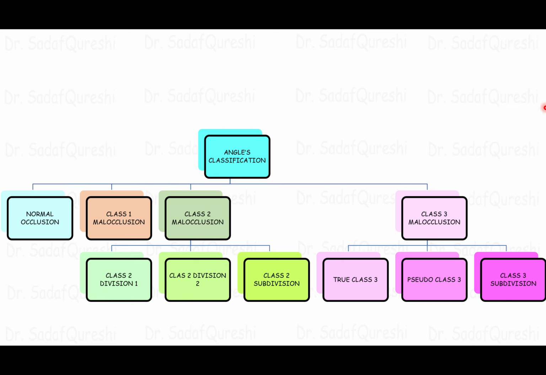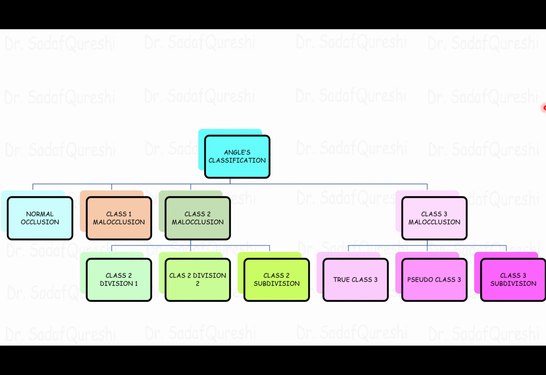I'm Dr. Sadaf Qureshi here, and as we were talking about Engel's classification. In our last video, we talked about normal occlusion, we talked about class 1 malocclusion, we talked about class 2 malocclusion and its subcategories, that are class 2 division 1 malocclusion and class 2 division 2 malocclusion.